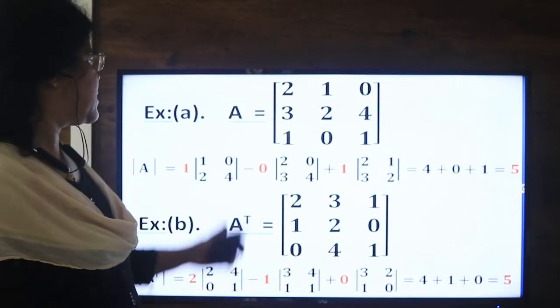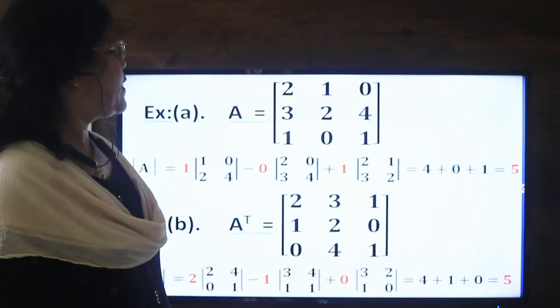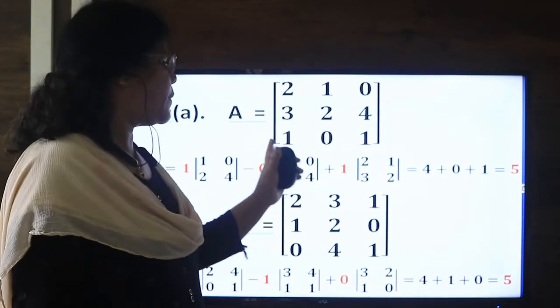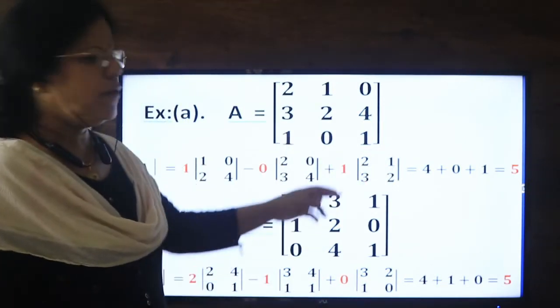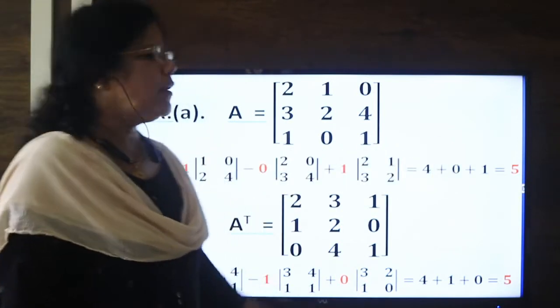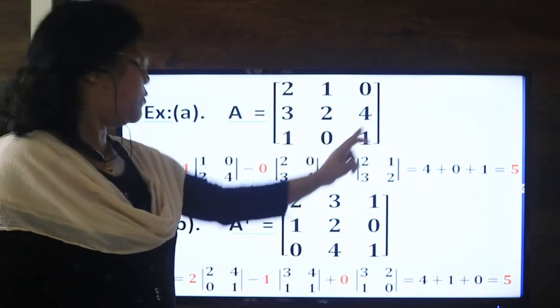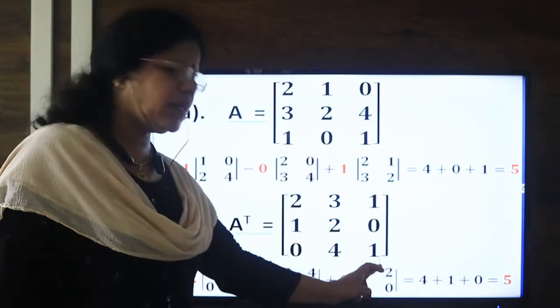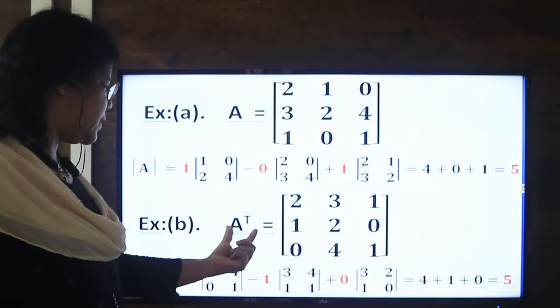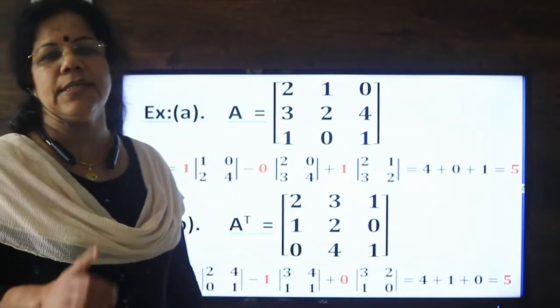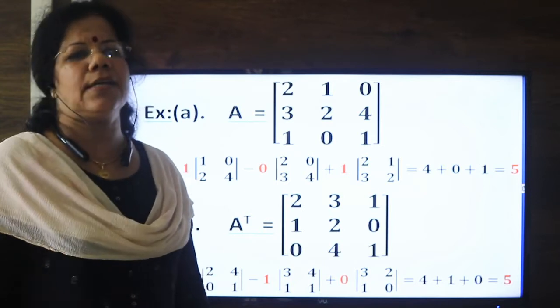Now see the second example. We have taken matrix A, determinant A, 1 0 1, expanding using the last row, we got the answer as 5. Now the transpose of this matrix: 2 1 0, the first row becomes the first column, the second row becomes the second column, the third row becomes the third column. Again calculating the determinant of A transpose, we are getting 5 only. Right? So determinant A is equal to determinant A transpose.